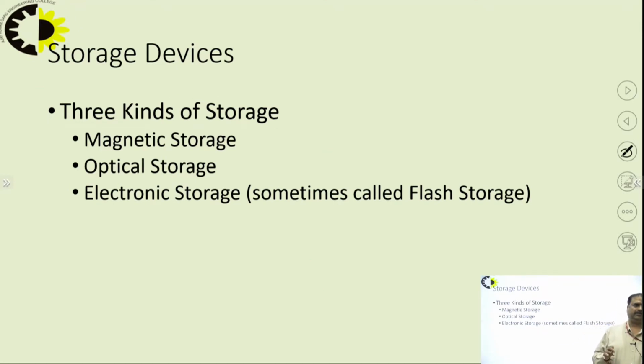So there are three kinds of storage: magnetic storage, optical storage and electronic storage. These are basically the classification of memory based on their reading and writing technology. When we are reading and writing data using magnetism, then it's magnetic storage. Using infrared or optical rays, then it's optical storage. And if we are using electronic circuits, ICs, for storing data, then it becomes electronic storage.